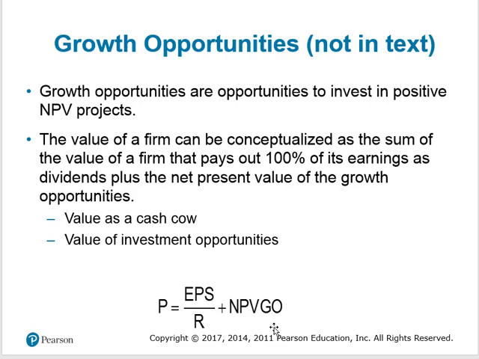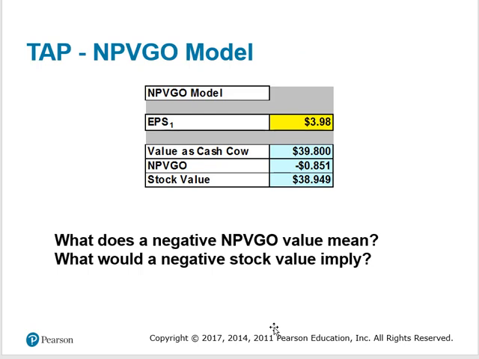Now, how this works with Coors, again, this is part of the stock valuation model. The only thing we have to add to the data that we have already input into that particular model is the earnings per share next year that we predict. In this case, it says the stock value is $38.95, and the value of the company as a cash cow is $39.80. If you subtract those numbers, we find out that this company has a negative net present value growth opportunity value.